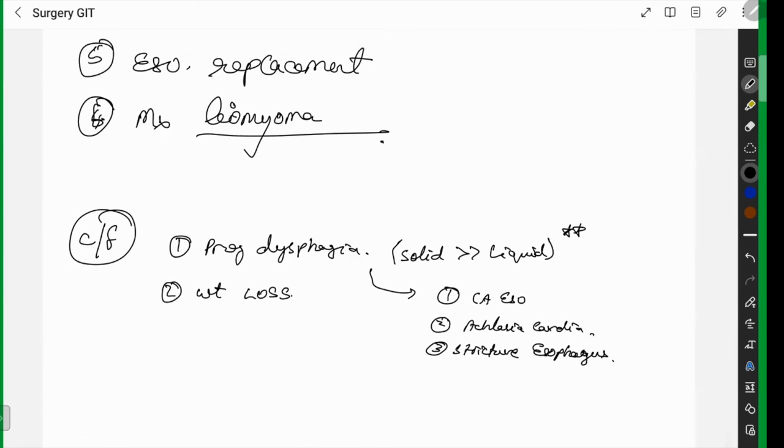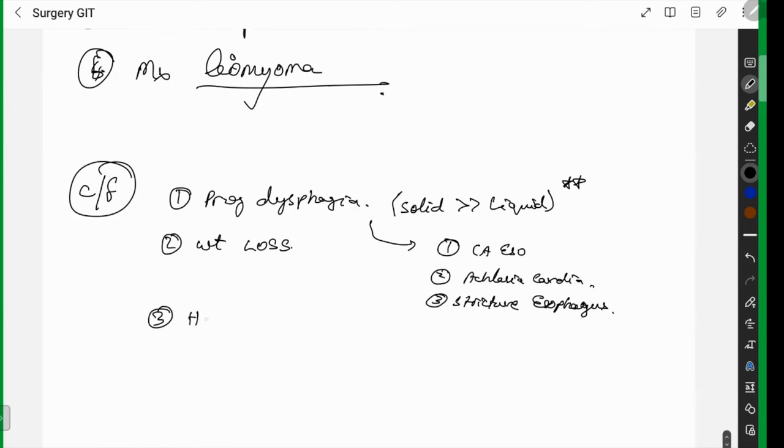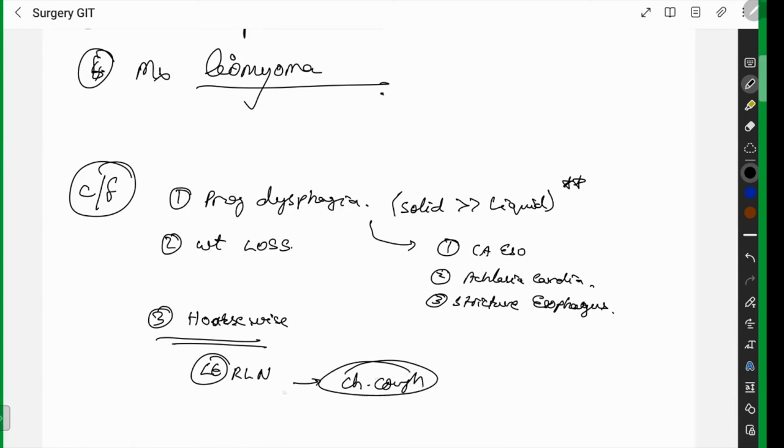Next, the third important point is there will be hoarseness of voice. We have already discussed this in anatomy: the recurrent laryngeal nerve passes in the tracheoesophageal groove. Therefore, any compression by the tumor in the esophagus can lead to compression of the recurrent laryngeal nerve. Because of the left recurrent laryngeal nerve involvement, there will be chronic cough and hoarseness of voice.